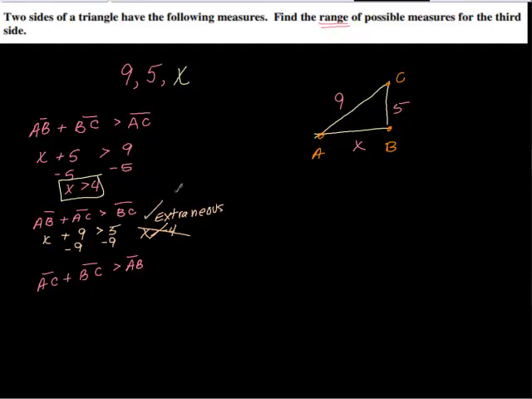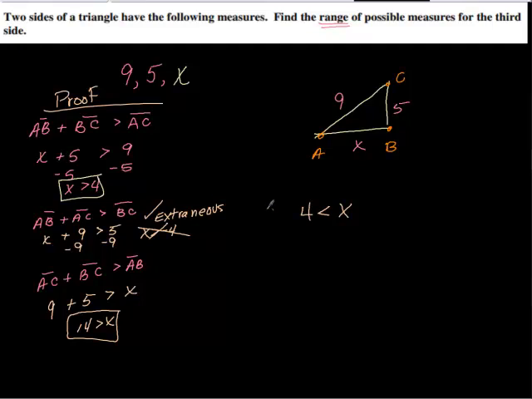Extraneous. So in my proof, I actually probably would write this whole thing just like it is. So then I'm going to do this: AC, which is 9, plus BC, which is 5, is greater than X, right? Add these together, get 14 is greater than X, right? So here's my pieces. Here, I have X is greater than 4. That's this one, right?